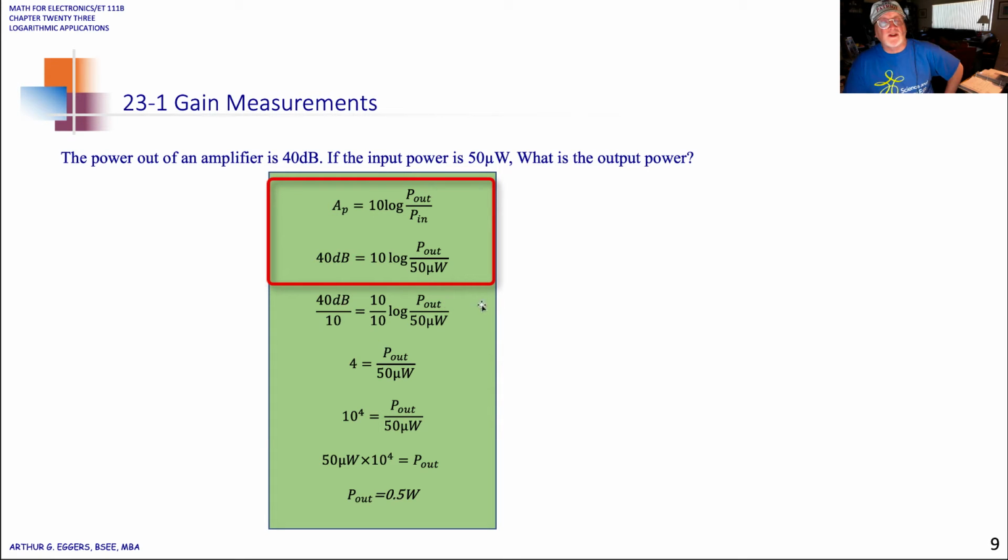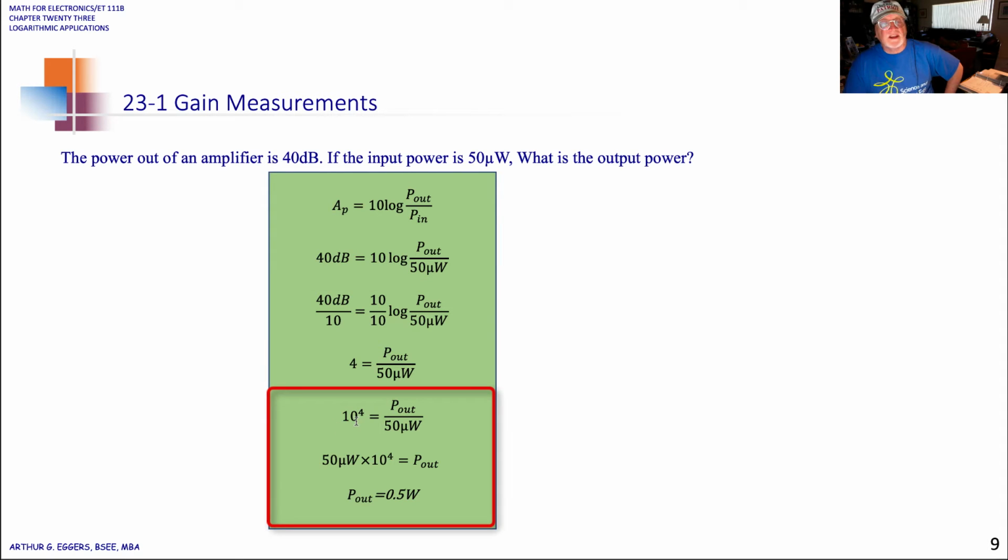Now I begin my algebraic manipulations by moving things around: dividing 10 through on both sides, and the log of power out over power in, I'm left with 4 is equal to the log of power out over 50 microwatts. If I take the exponential, 10 to the 4th then equals power out over 50 microwatts. That kills the log that we had in the front. We've taken the inverse log, and we're left with 50 microwatts times 10 to the 4th equals power out. What we end up with is an output power of half a watt.